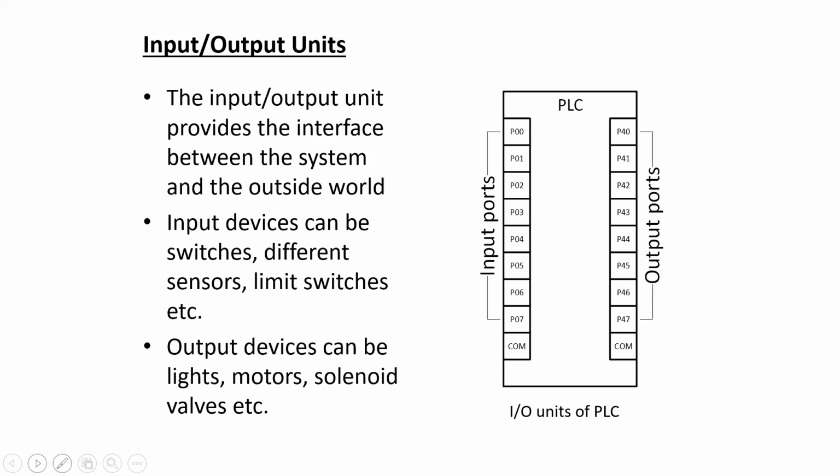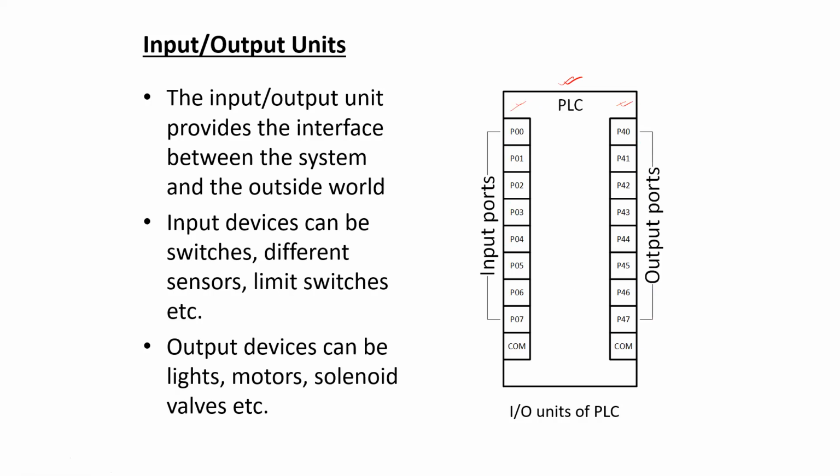So in general, the input-output units offer the option for the user to connect different devices externally to the PLC board. In terms of the block diagram, a PLC conventionally has some input ports and some output ports. Through the input ports, the user can connect different input devices, and through the output ports, the user can connect multiple output devices as well. How many input ports and output ports there are depends on the manufacturer.